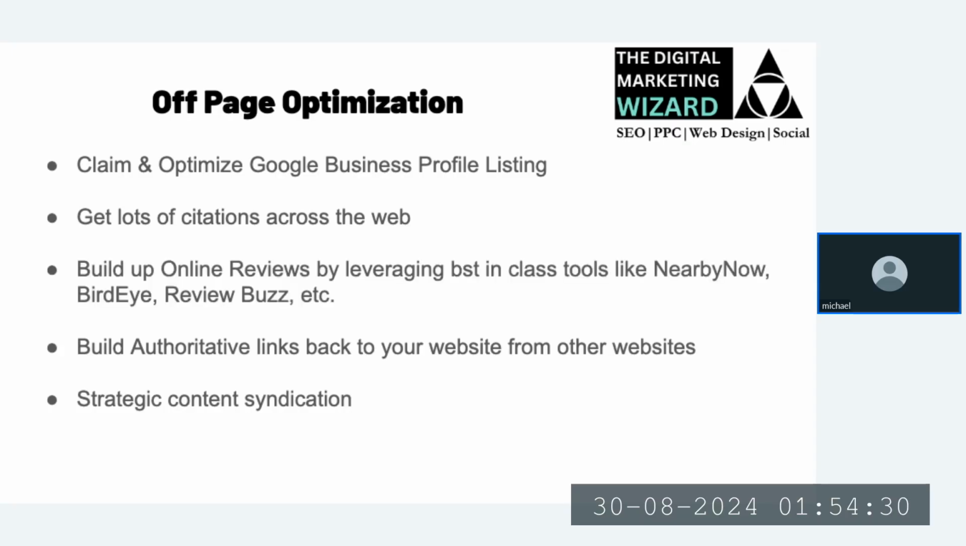You want to build up your online reviews, leveraging tools like Nearby Now, Bird Eye, Review Buzz. This is a great way to do it, where as soon as the job is done, you reach out to your customer and it sends something like, hey, how did we do? Can we have a review? And it's set up as soon as the job has been closed. An SMS text message can be sent out, a phone call, or even an email to your web form. That can all be done.